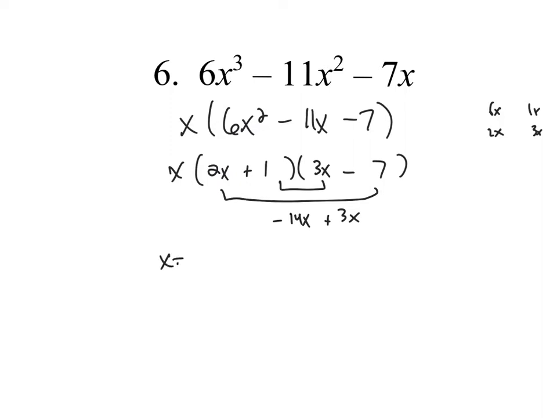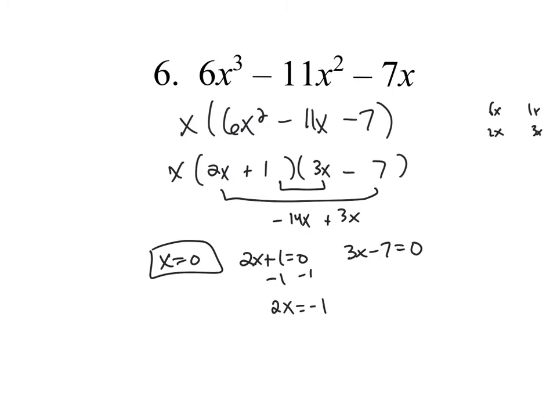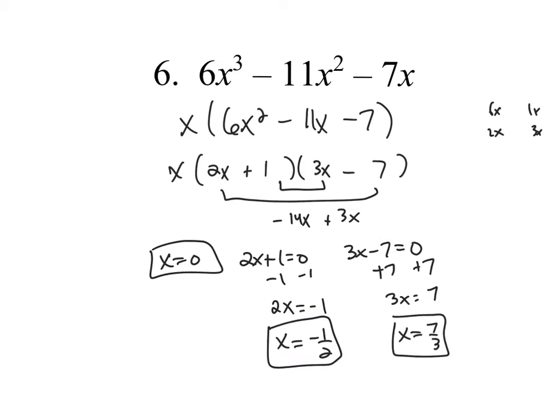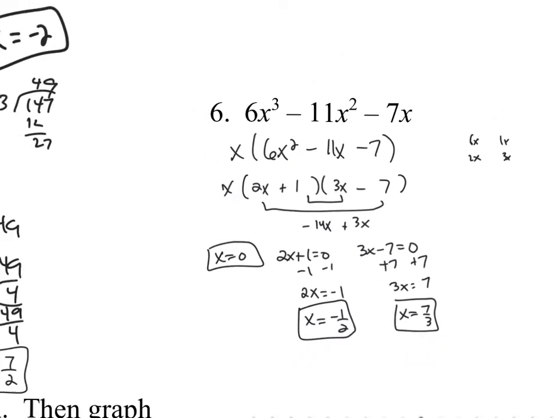So then if we set each of these equal to 0, we get x equals 0, that's one of them. We subtract 1, we get 2x equals negative 1. Divide by 2, we get x equals negative a half. Here we add 7, we get 3x equals 7. Divide by 3, we get 7/3. And those are the 3 answers.